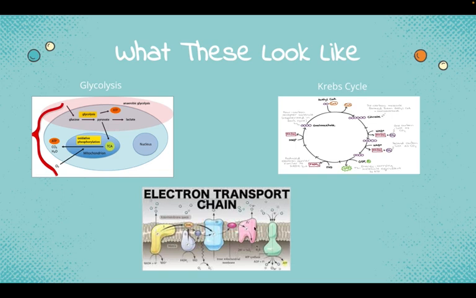Lastly, the electron transport chain at the bottom of the page shows how energy is transferred from the electron carriers to even more ATP molecules to ultimately power the cell.